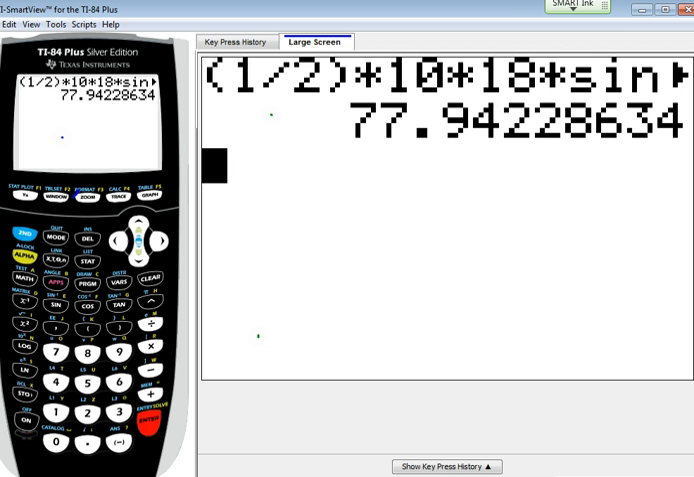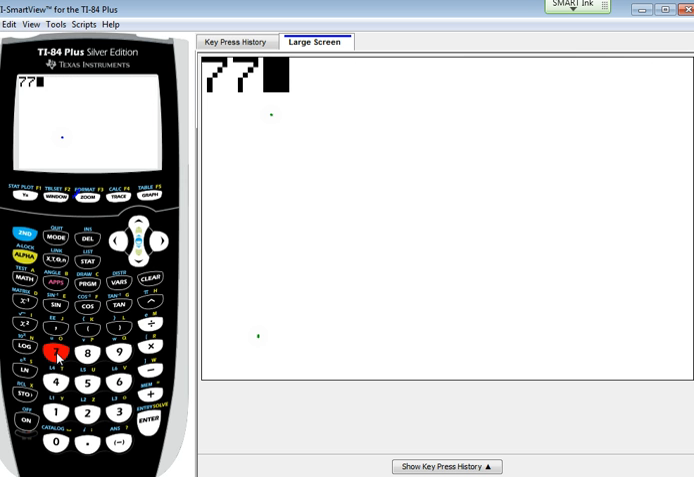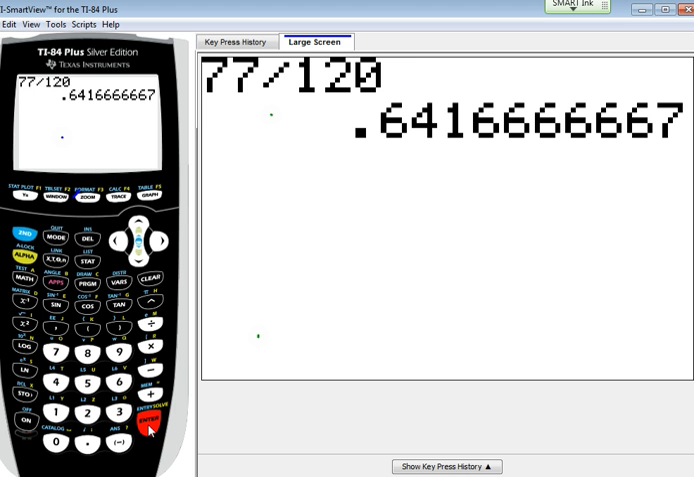77 divided by 120. Good. So we get 0.641, which is really equal to sine x. Does anybody remember, to get that missing degree, what key do we need? Oh, Brittany, fantastic.